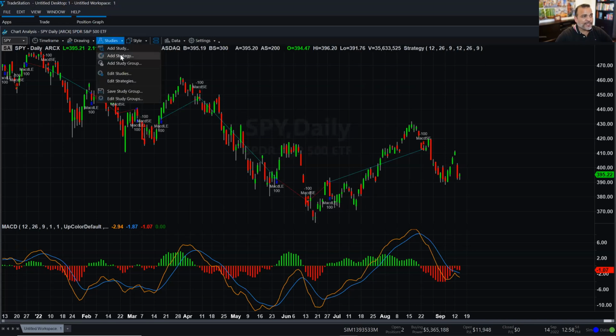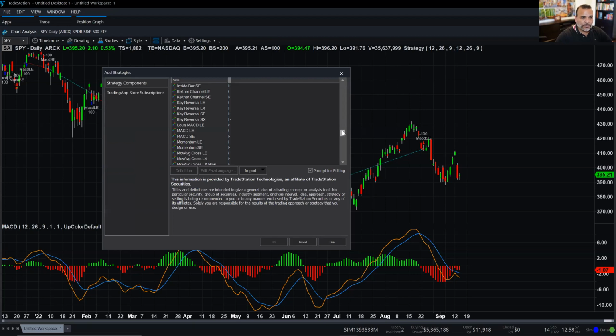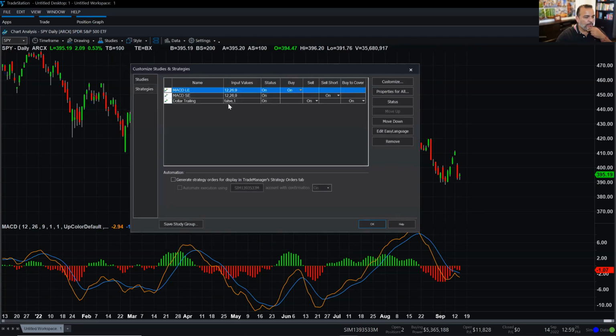I'm going to go to Studies, Add Strategy, and let's do something to manage our risk. I'm going to use something percent trail. Percent trail is a type of strategy that's looking for a minimum profit before it kicks in. So instead of doing percent trail, let's do a dollar trail, which activates immediately. So let's go here, dollar trailing. I'm going to click OK. The dollar trail here is looking for $1. Let's go ahead and use that as is and see what happens.